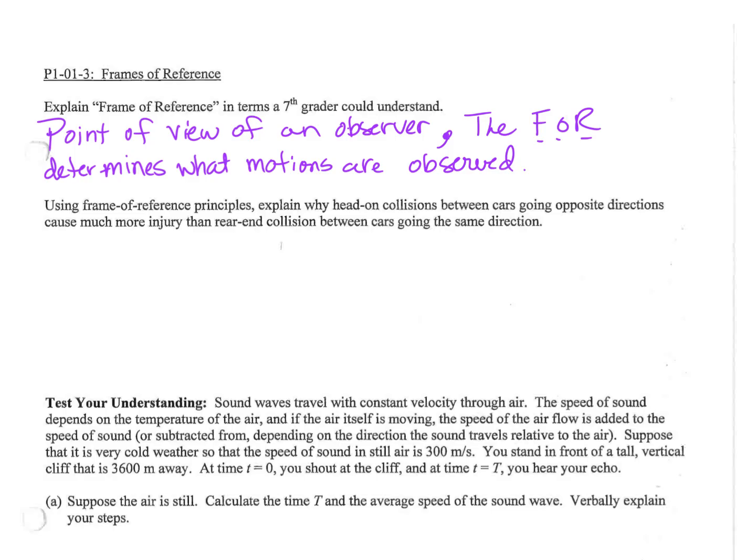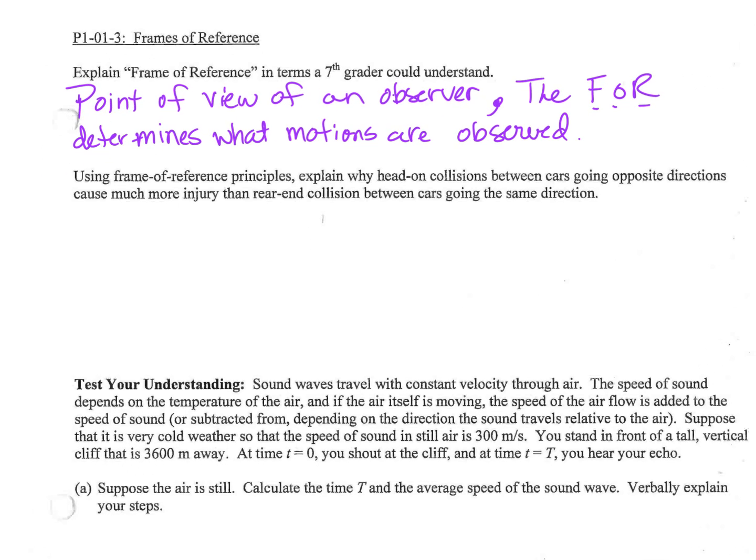It says, using frame of reference principles, explain why a head-on collision between cars going opposite directions cause many more injuries than rear-end collisions between cars going the same direction. Well, what you need to understand is that if you have a rear-end collision, that means we've got one car this way, and we've got another car this way, going in the same direction. Car A hits car B.